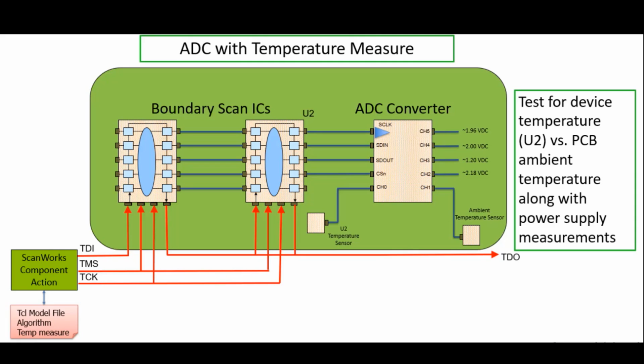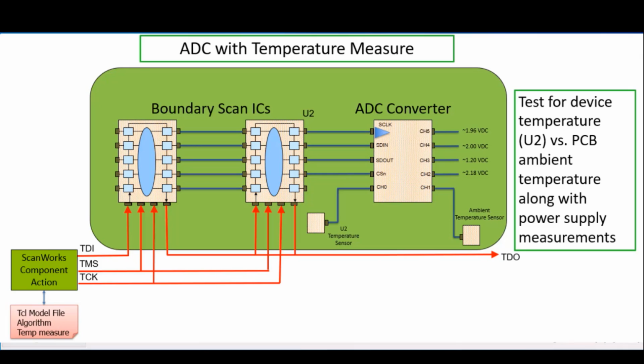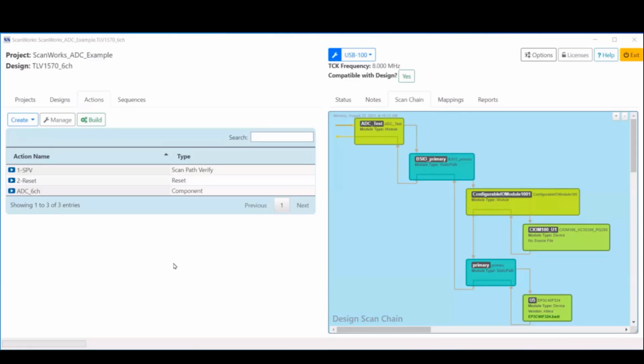The component action script has been written to provide an analog to digital conversion with the output corresponding to a temperature on channel 0 and channel 1. For channels 2 through 5, the component action script reports the voltages through an analog to digital conversion with the output corresponding to a voltage. I'll edit the ADC underscore 6-channel component action so we can review the component action script.